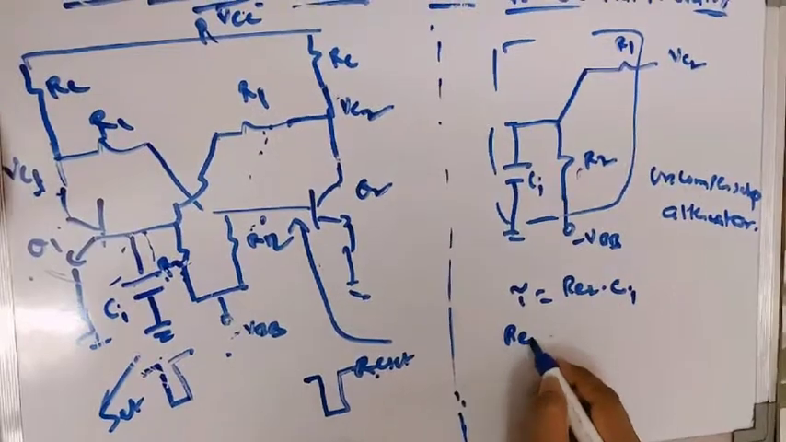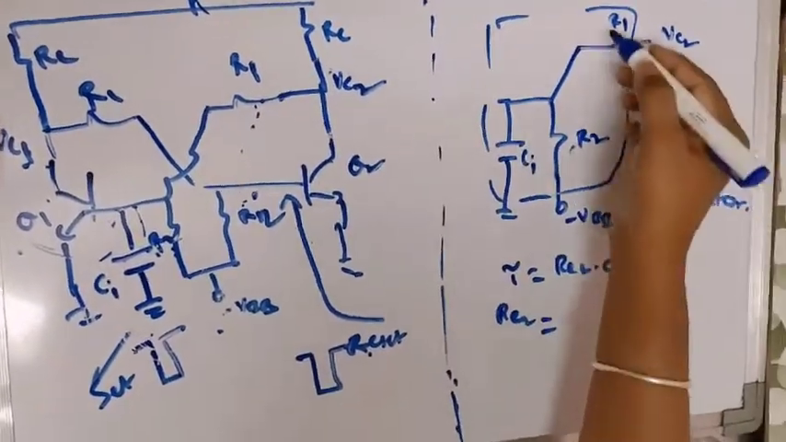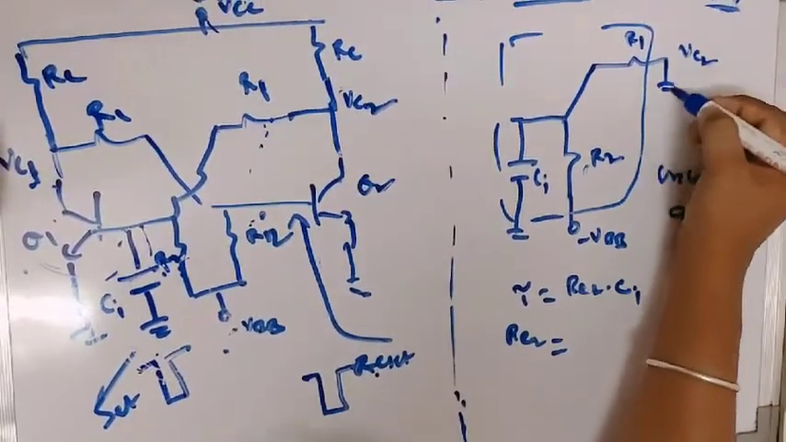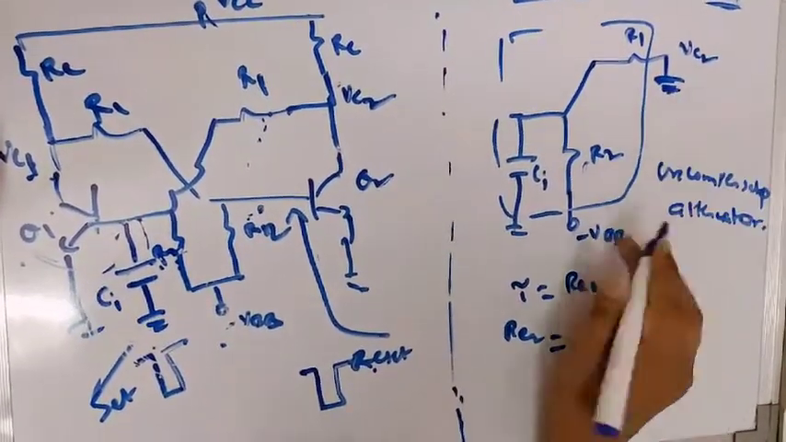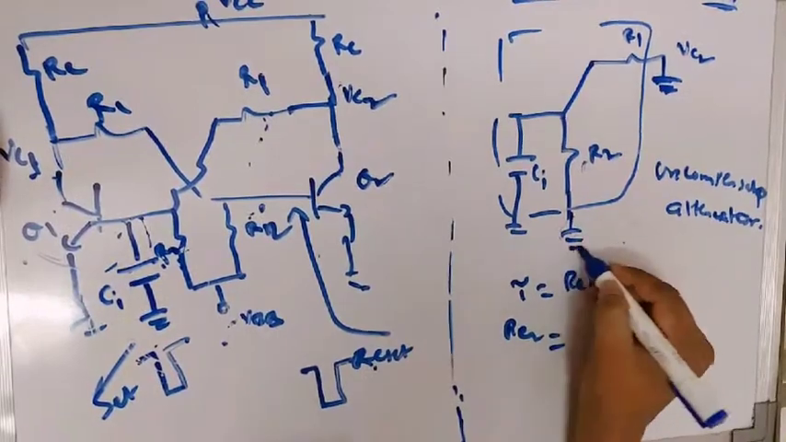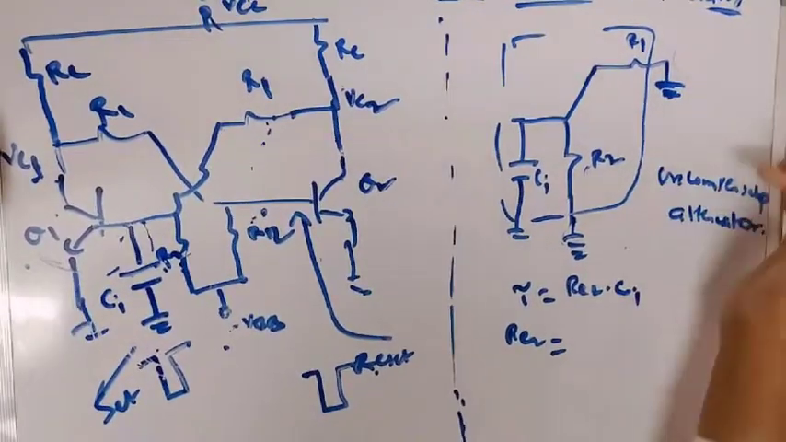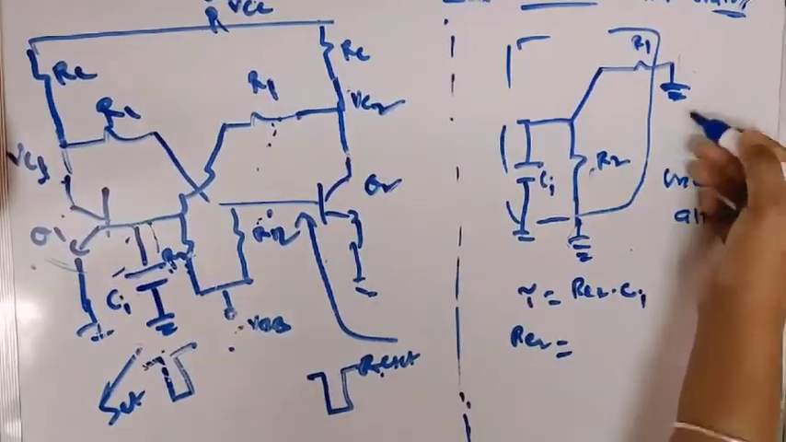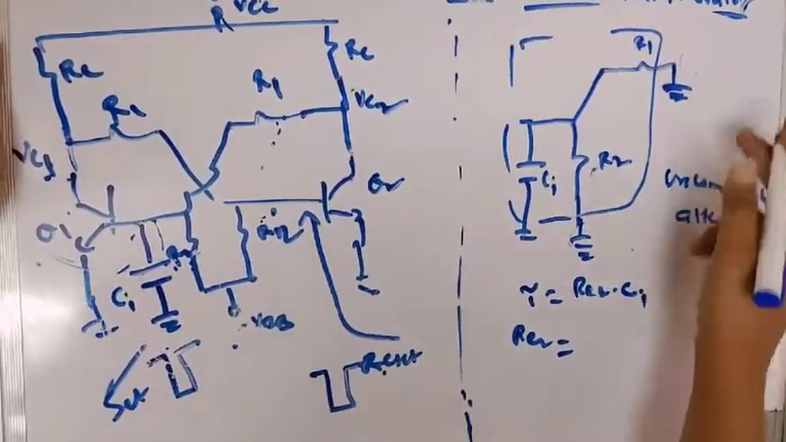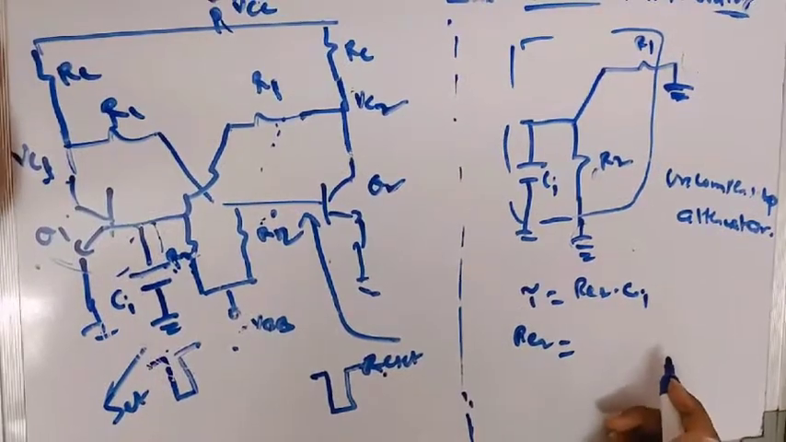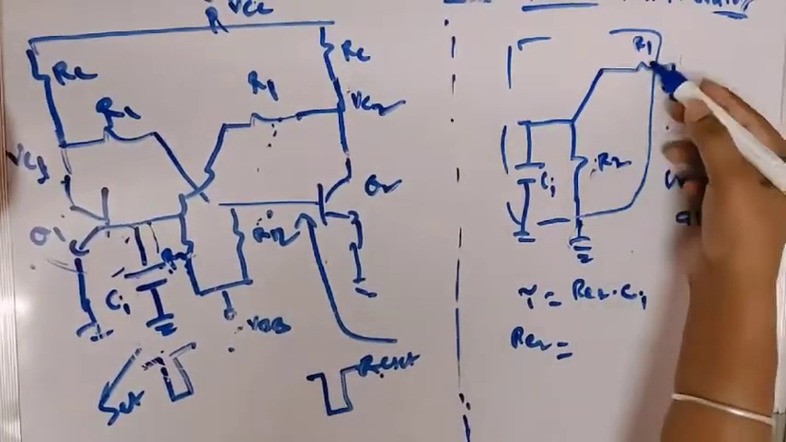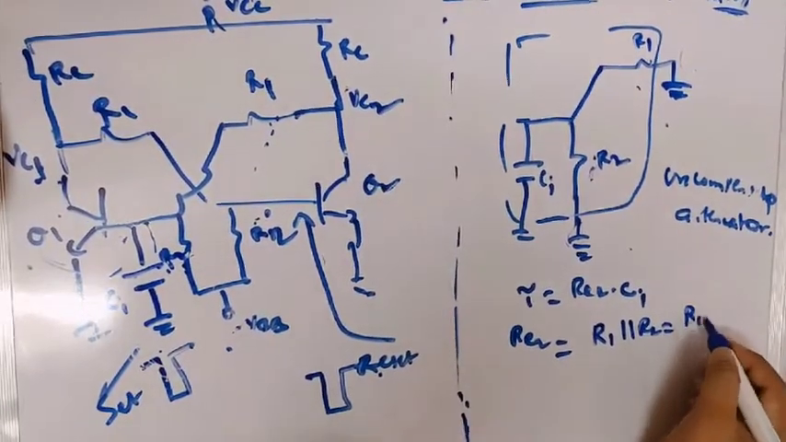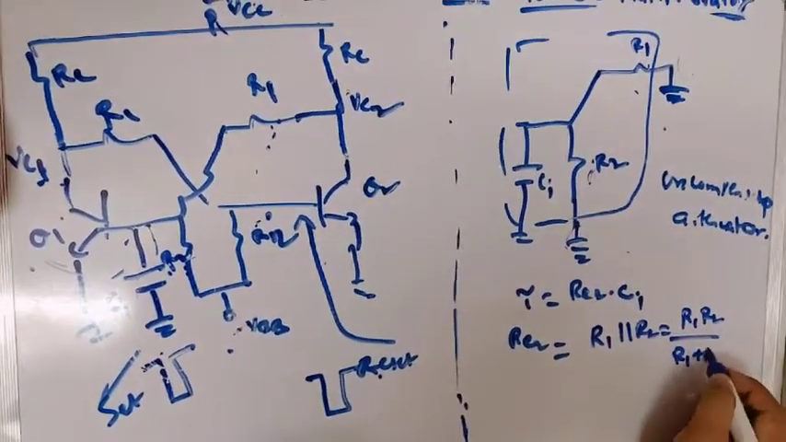So what is R equivalent here? The equivalent resistance present in this network is found by nullifying the effect of DC voltages. The DC voltages are VC2 and VBB. When we nullify the effect of DC sources, voltage sources are short circuited, and current sources are considered as an open circuit. When they are short circuited, these two elements come in parallel, so it is R1 parallel with R2, R1 R2 divided by R1 plus R2.